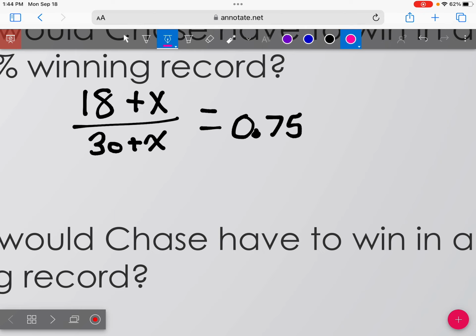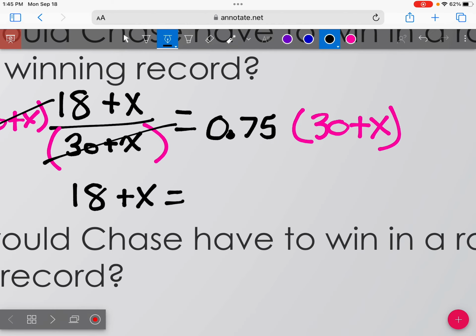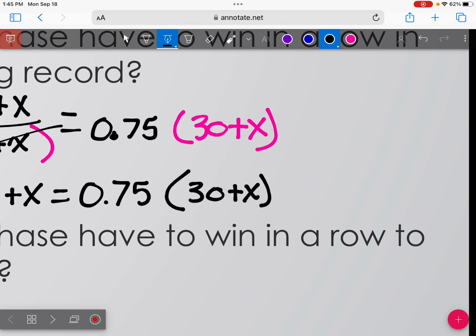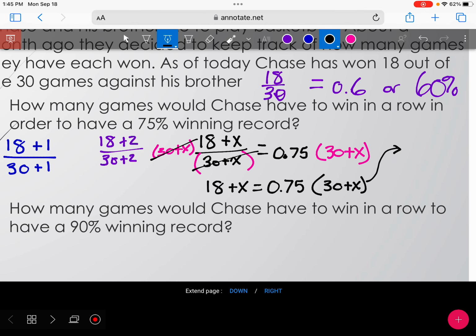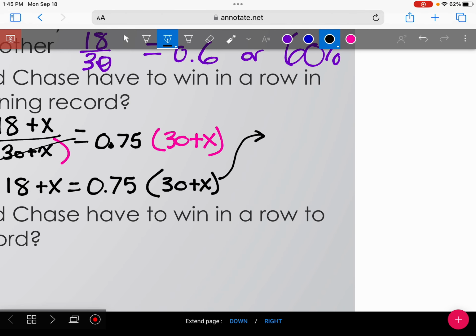We have fractions. How do I get rid of the fractions? Multiply both sides by 30 plus X. That makes my denominator on this side cancel out, and we're left with 18 plus X equals 0.75 times the quantity 30 plus X. I'm going to give us some more space. What can I do to simplify this?